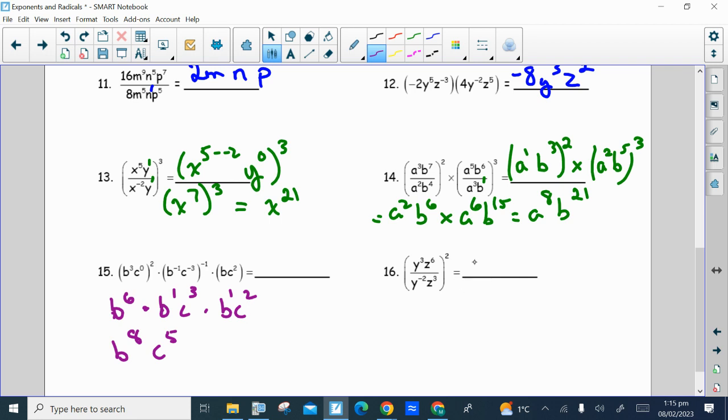So dealing inside the brackets first, when you divide the y's, you subtract the exponents. 3 take away negative 2 becomes 3 plus 2. Minus minus becomes a plus positive. So that'll be y to the 5th. When you divide the z's, 6 take away 3 is positive 3. That's all raised to the power 2 outside. And now we multiply the exponents and keep the bases the same. y to the 10th, z to the 6th is the final answer.